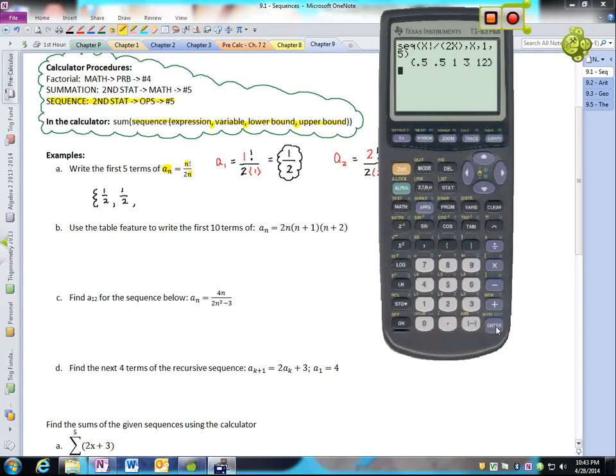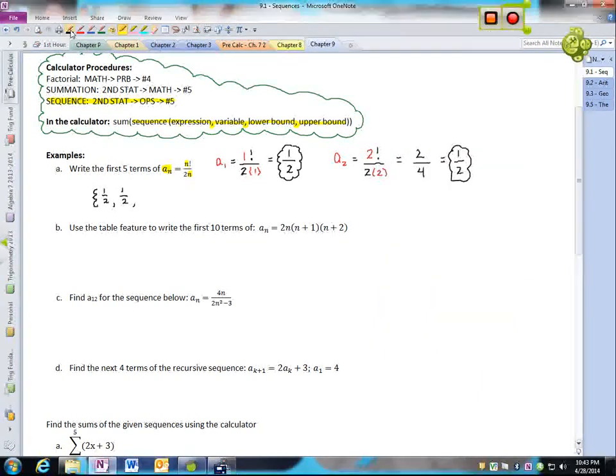Hit enter. Okay, we don't want decimals, so let's go ahead and use our calculator to turn it back into a fraction, even though we already know those 0.5s are 1/2. Math, number 1, we'll turn it back into a fraction. So I have 1/2, 1/2, 1, 3, 12. We already know the 1/2, 1/2. Let's go ahead and write the 1, 3, 12. Okay. That is our sequence, 1/2, 1/2, 1, 3, 12.